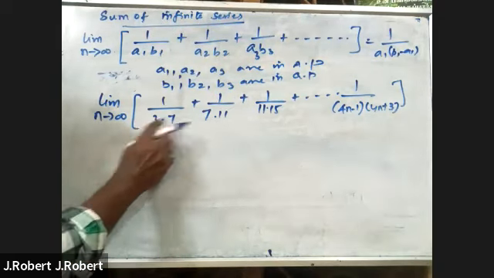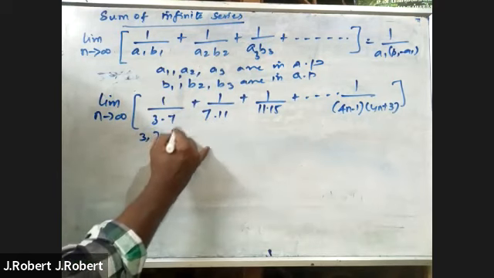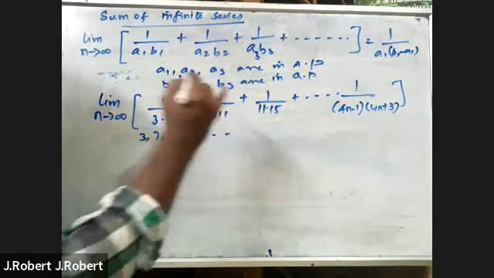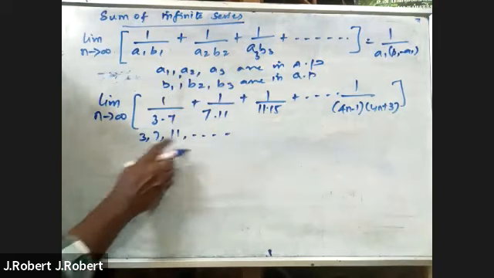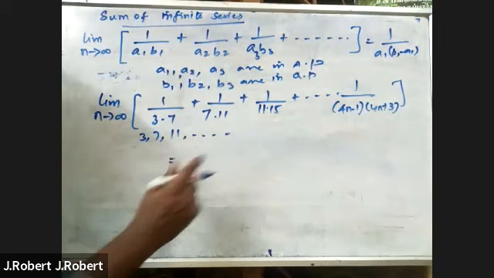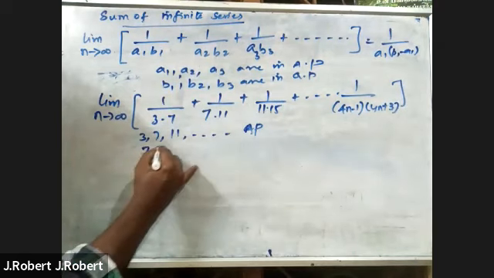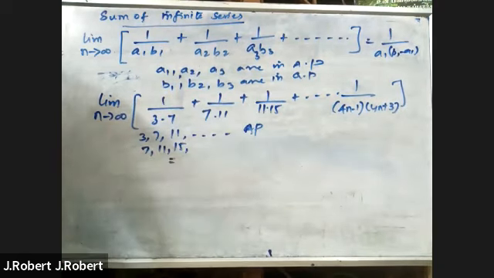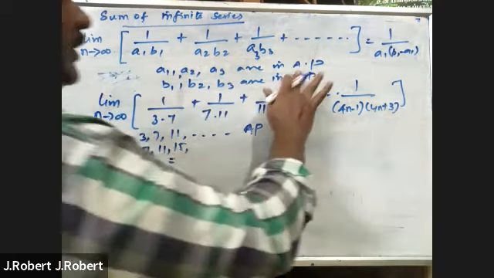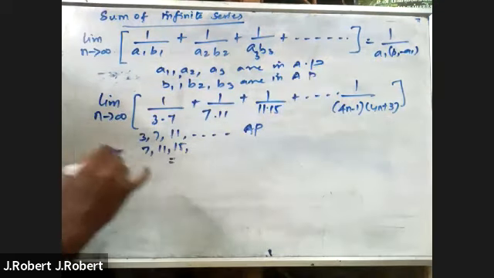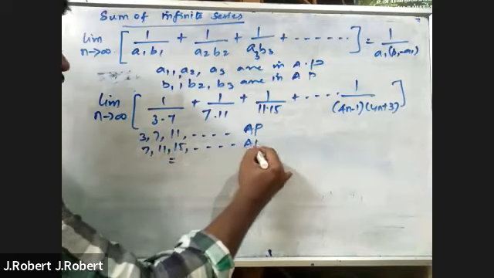See, a1 is 3, 7, 11. Look, 7 minus 3 is 4, 11 minus 7 is 4. The common difference is the same, therefore this is in AP. And the same thing, we have 7, 11, 15. Both are in AP, not GP. So this is also in AP.